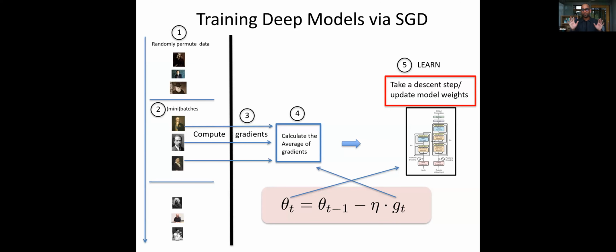So the magic of deep learning is fairly simple. You have a pile of data, you randomly permute it, and you chop it into some batches. Then you compute gradients on these batches for a particular architecture, here transformers, using SGD as the algorithm. And then you calculate the average of these gradients, and you take this learning step where you update the parameters of the model.